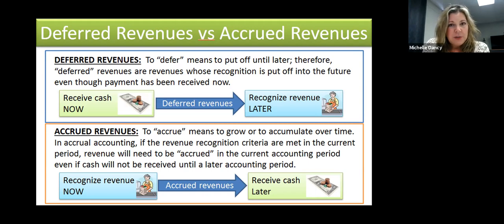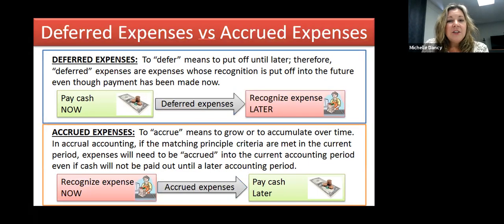I like to give y'all options. And so then I've got our expenses grouped together. Deferred expenses versus accrued expenses. So once again, remember, anytime it's deferred means cash now, recognition later. Anytime it is accrued, it means recognize now, cash later.